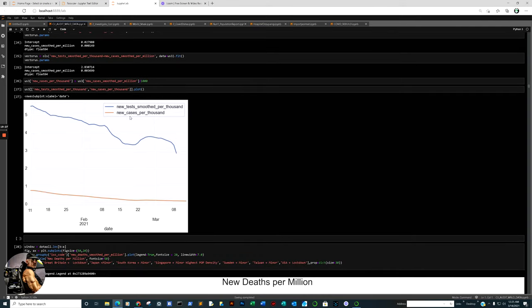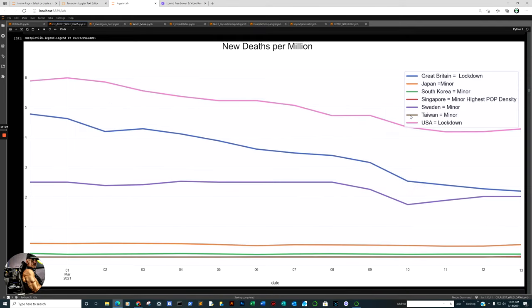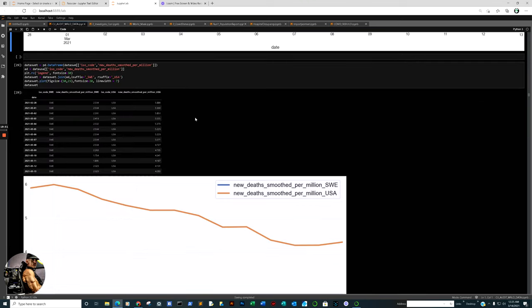There we are, new cases, new tests per thousand. Let's just go this way. All right, deaths per million. Sweden is still below, even though it's interesting how the cases went up, but the deaths per million is still pretty low. It hasn't changed that much, actually, since early March. But here we are as far as USA, and here we are as far as our Asian friends. So the United States right now, if you look at right here, is down to about 4.283, and the new deaths per million in Sweden.